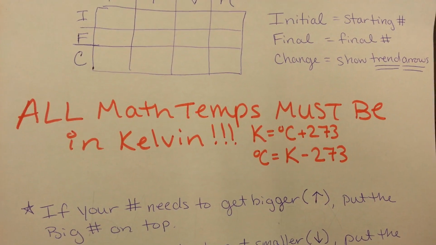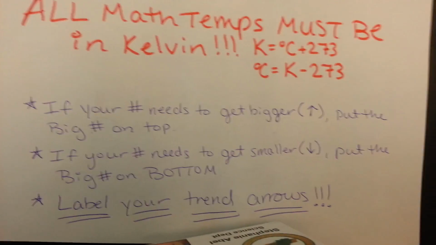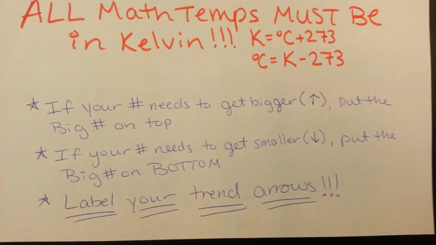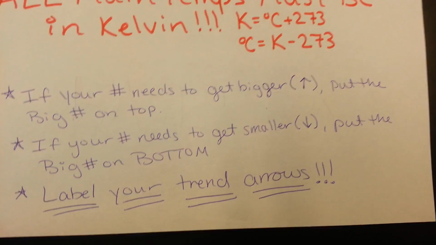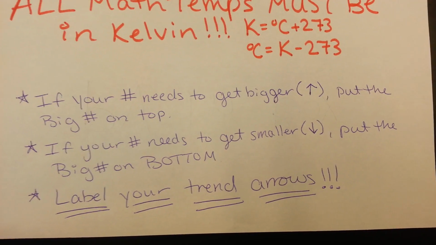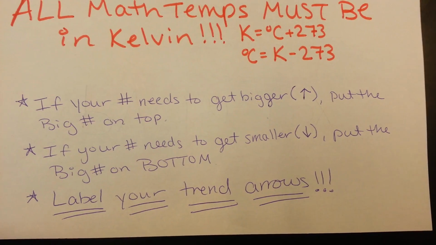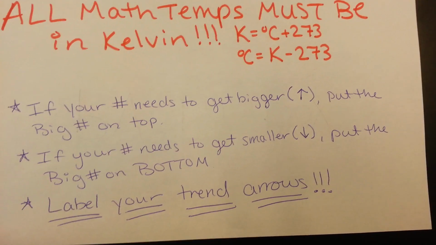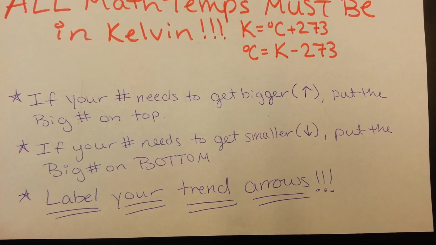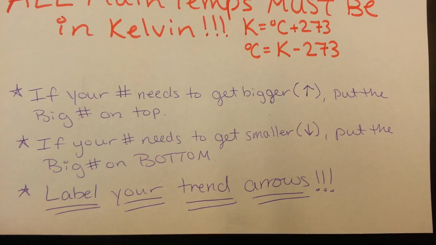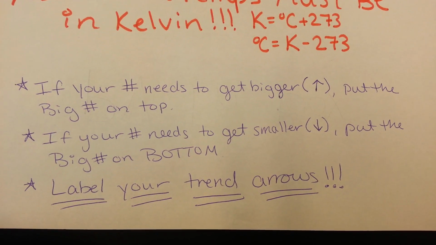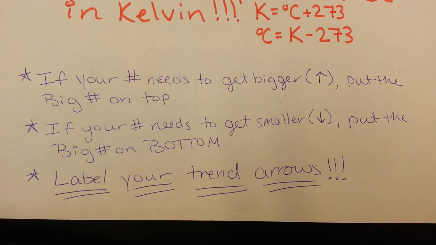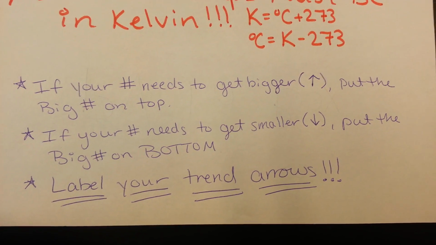Do your math in Kelvin and then change the Kelvin back to Celsius by doing K minus 273. Now, all you need to know to be able to do math this way is these 3 things. If you need to make your number get bigger, it needs to go up. Put the big number on top. If your number needs to get smaller, go down, put the big number on bottom. Label your trend arrows and life will be grand.